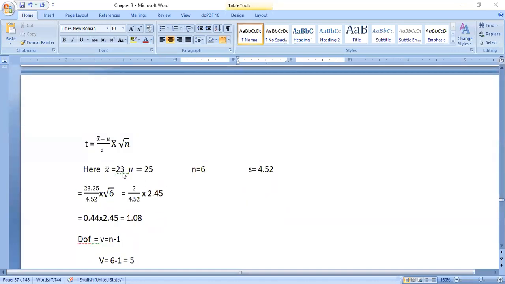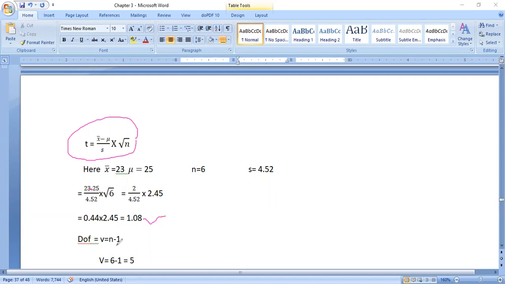Then here x bar is equal to 23, mu is equal to 25, n is equal to 6, s is equal to 4.52. In this formula we are going to apply all the values. See, x bar is equal to 23. 23 minus mu, which is 25, divided by 4.52 into under root n, that is 6. Then you get the value 1.08. This is the calculated value.